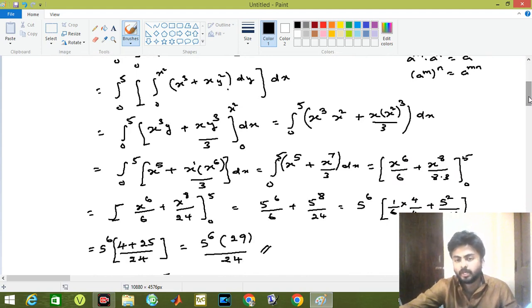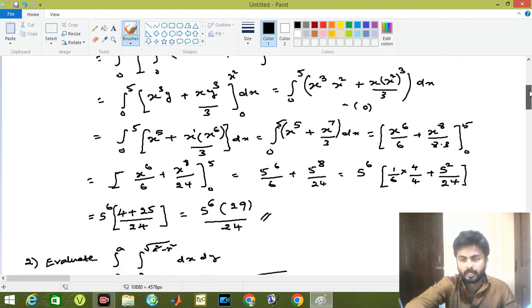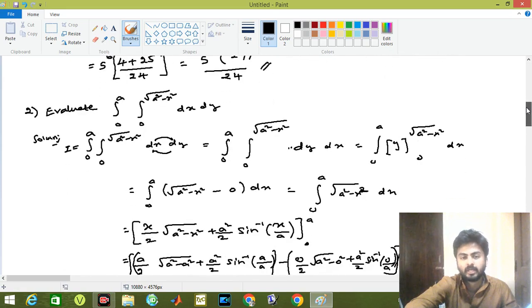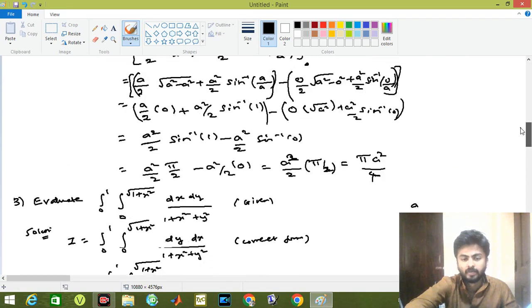Dear students, you may have a doubt here: why didn't we substitute the lower limit? Because the lower limit will become 0. On substituting 0 for y, it becomes x cube into 0 plus x into 0 cube by 3. These two terms become 0, and the sum of two zeros is also 0. That is why we have not integrated it with respect to y and substituted 0. Here I have mentioned it for your reference.